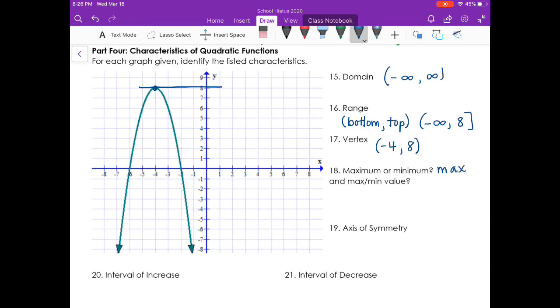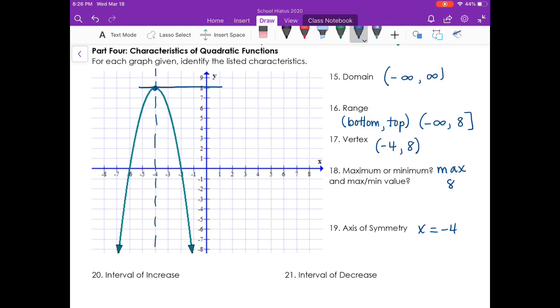The maximum value is 8, and this comes from the y-coordinate of the vertex. Remember, we described it as marking your height on the doorway at your grandma's house. The axis of symmetry is x equals -4. Remember, this is a vertical line, and you need to write an equation to represent it.